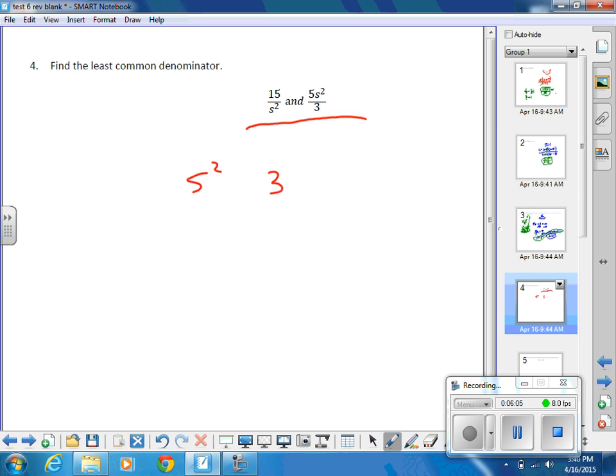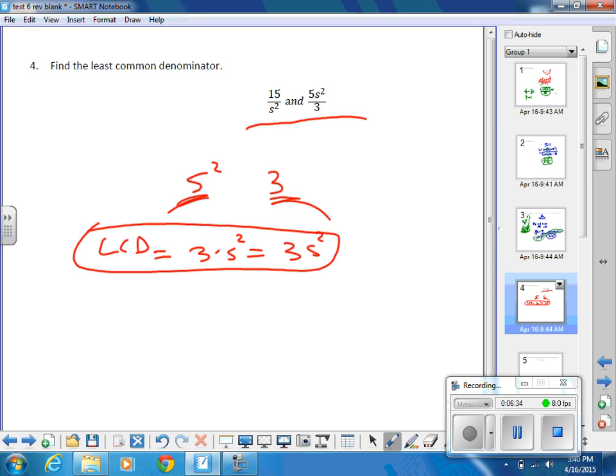If it was something like 24x and 6x squared, well, they have an x and they have a 24 and 6, 6 goes into 24, okay? In this case, this first one doesn't have any numbers and the second one doesn't have any variables. So they have nothing in common. So what you just end up doing is multiplying them together, 3 times x squared. 3x squared, this is your LCD, your least common denominator, okay?